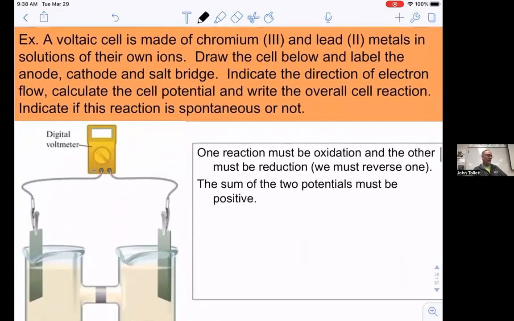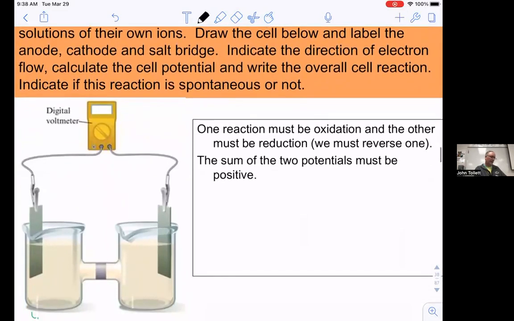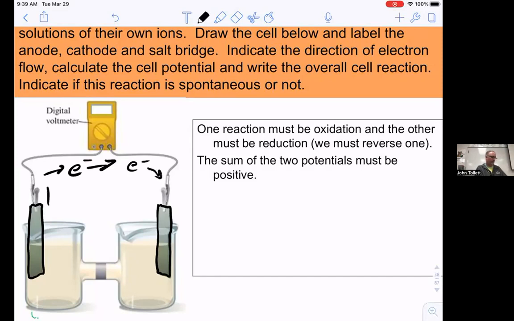So let's do an example here. This is going to be something that you're going to draw. So draw the cell below, and I've kind of labeled the cell a little bit here. This is a metal electrode here, and this is a metal electrode here. Now, typically these are done clockwise, where the electrons flow in this direction through the wire. And that would make the anode on the left-hand side. So I'll go ahead and write anode over here, and the cathode on the right.